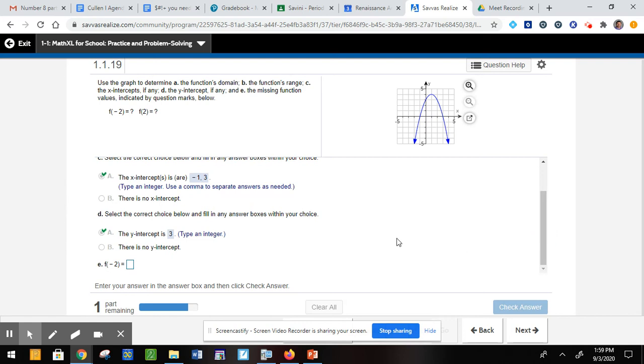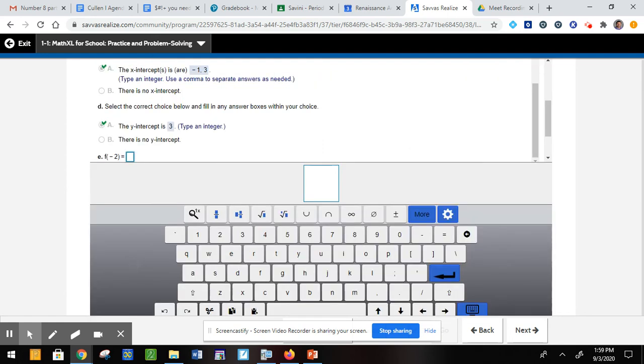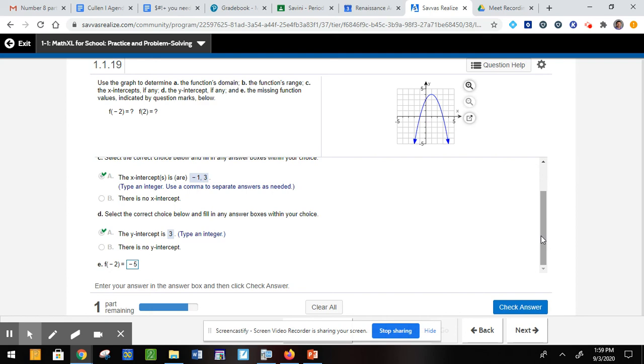And then for part E, it says f of -2. That's asking you to evaluate the function at -2. When you're given a graph, what that's really asking is, what's the value of y when x is -2? So f of -2 means, what's the value of y when x is -2? When x is -2, it's all the way down here. So the y value when x is -2 is -5. Okay, so that would be your answer there. All right, let's check our answer on that.